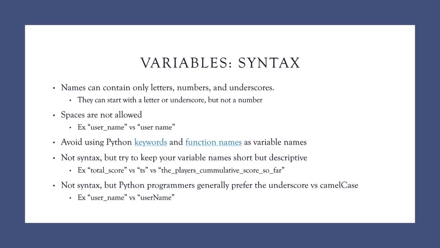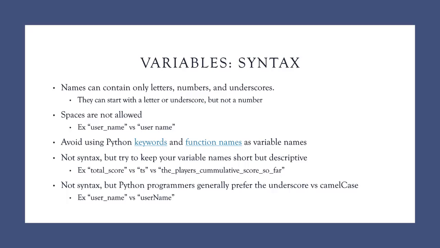And then not a syntax thing, but try to keep your variable names short but descriptive. So for example, total_score. It's pretty reasonable to assume what that variable is doing, even given no context about the program. Then we have TS. I have no idea what that would be doing in a program without any context. So that's a terrible name. And then we have the player's cumulative score so far. Okay, I can pretty much guess what that's doing without context, but it is very lengthy, right? It's a lot to type and it takes up a lot of real estate on the screen. So probably not the best name there. So total_score is an appropriate name.